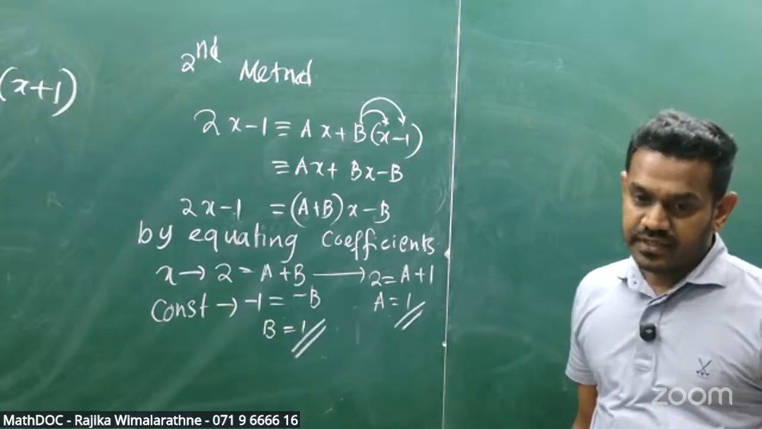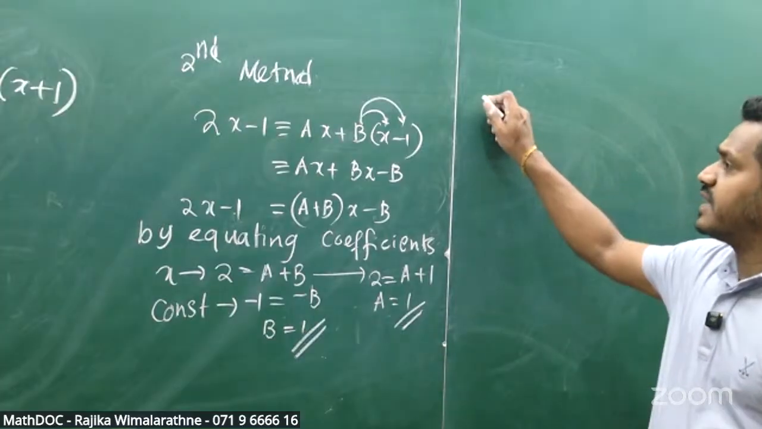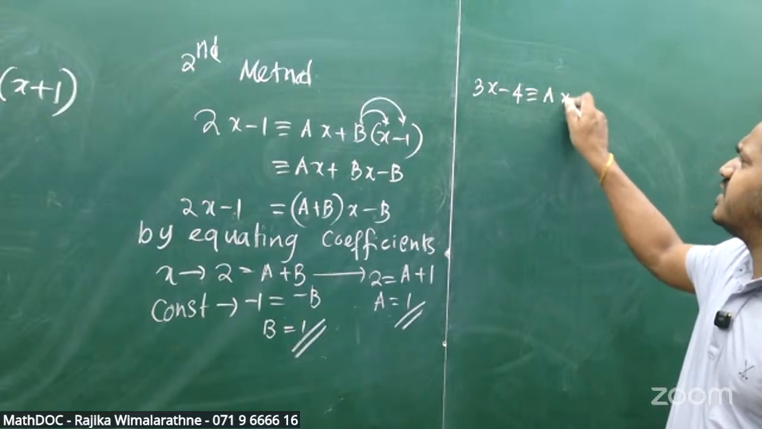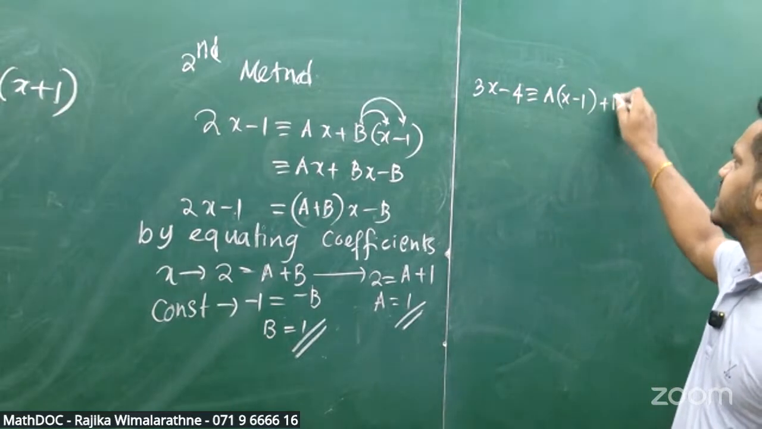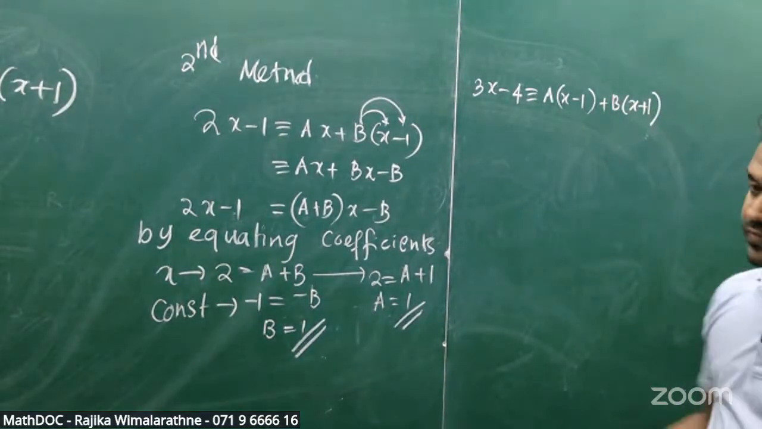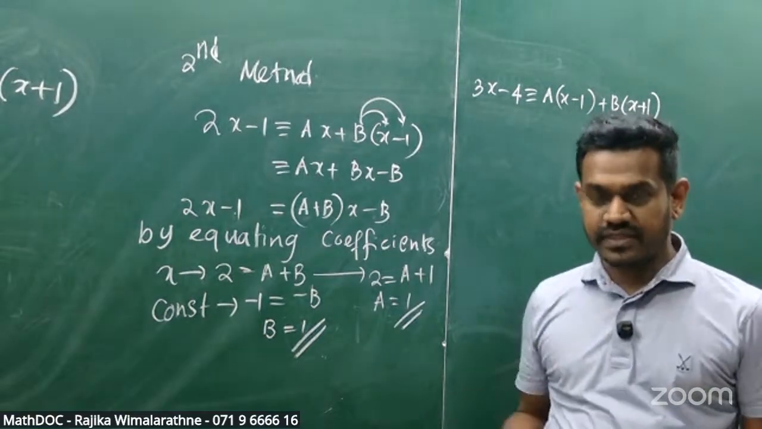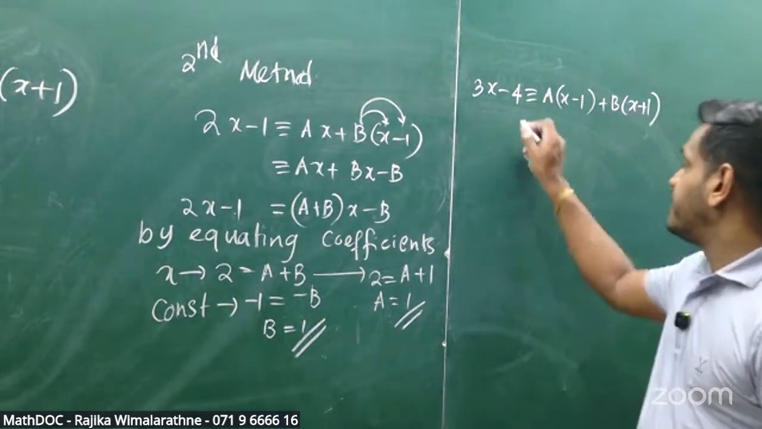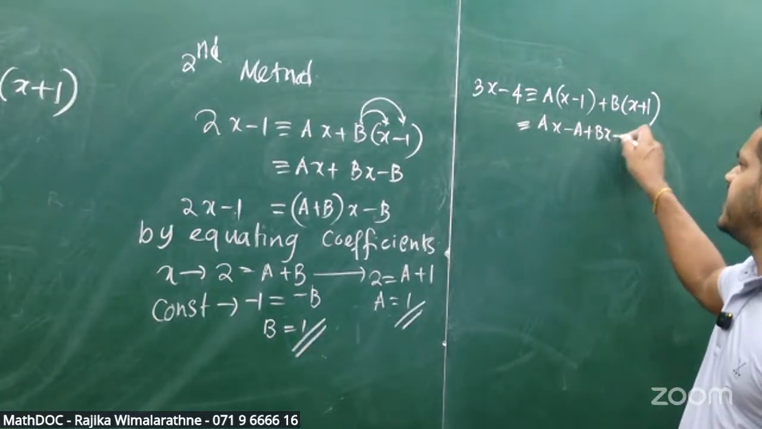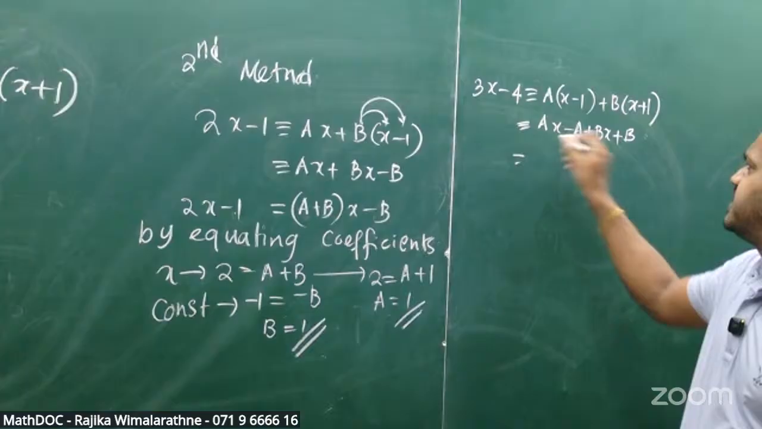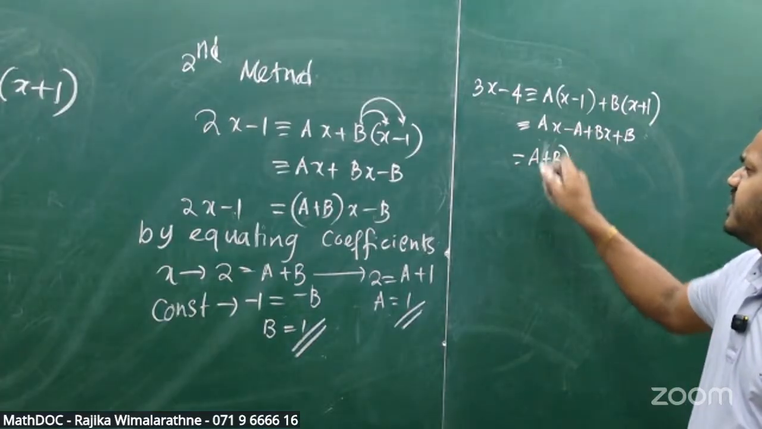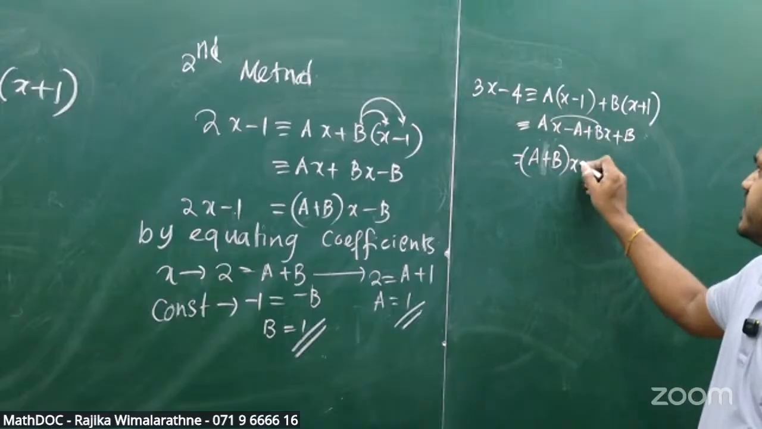See another example. Say another one. Consider 3x minus 4, a times x minus 1, b times x plus 1. Take this one. You follow same technique. First you have to expand the expression. Then here ax minus a plus bx plus b. Now take similar type terms together. Here a plus b x. Take these two together.